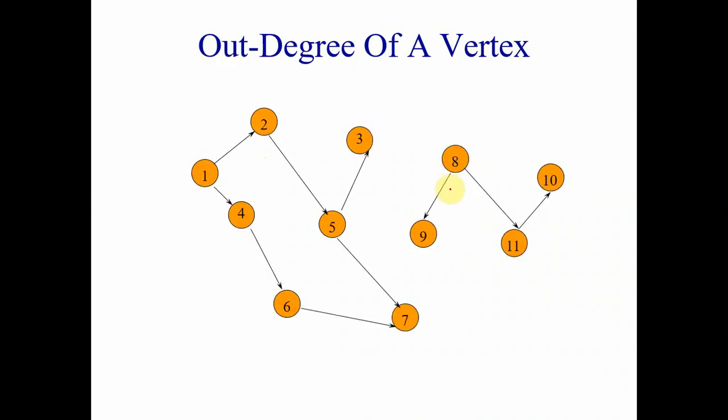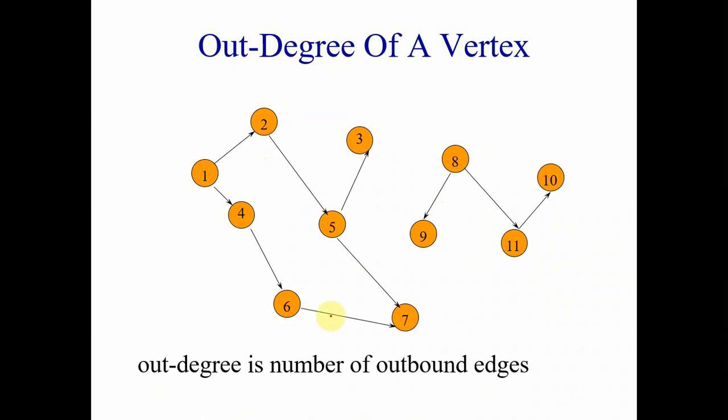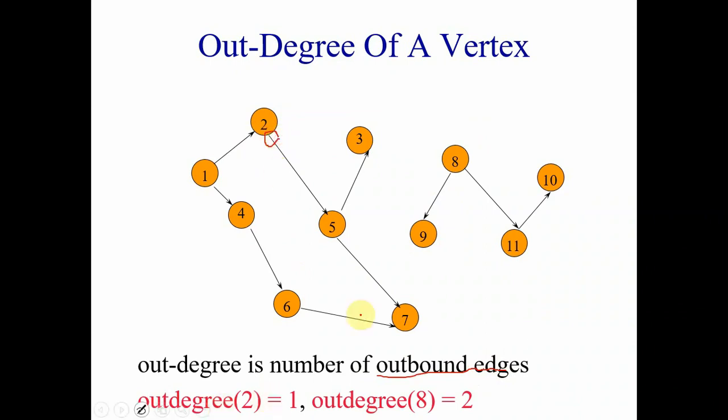So how about the out-degree? You can consider that it is the number of outbound edges, going out. If you focus again on 2, it has 1 outgoing edge, so the out-degree is 1. And you can see that for 8, it has 2. So that is the out-degree.